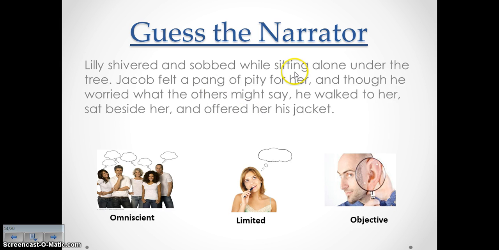Lily shivered and sobbed while sitting alone under the tree. Well, let's stop right there. We don't really know exactly why Lily is shivering and sobbing. It's an act that we witness. We don't know what's going on inside her head. Jacob felt a pang of pity for her and was worried what the others might think. So we know that Jacob is worried about something. We're not sure exactly what's going on with Lily, but we do know that Jacob has pity and worry. So we know Jacob's side, but not Lily's side. Therefore, that will be limited.